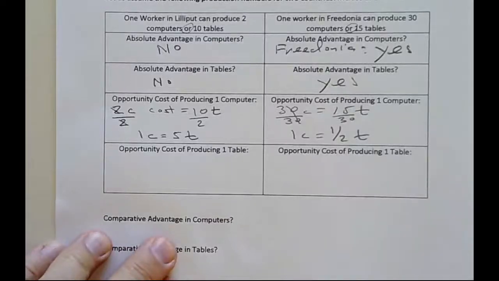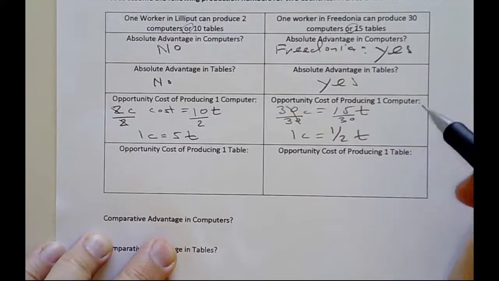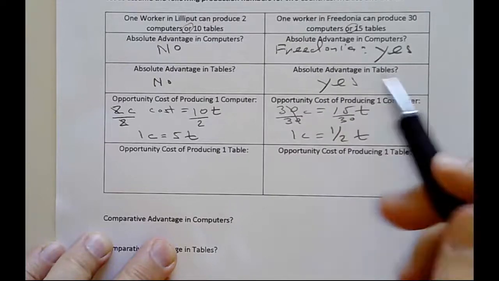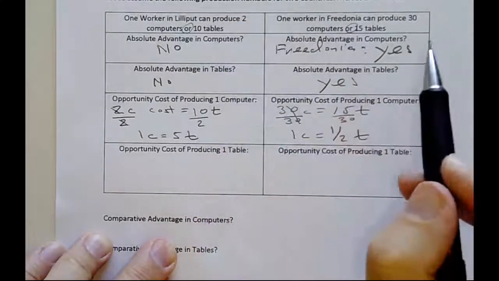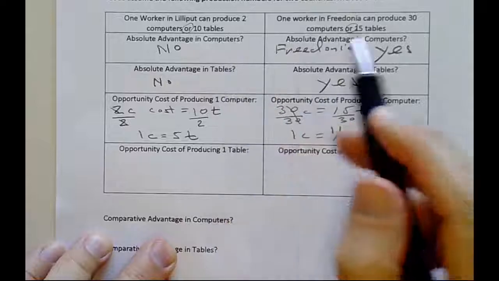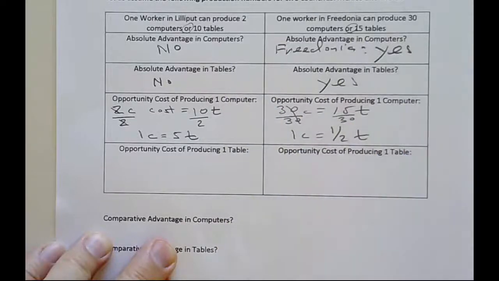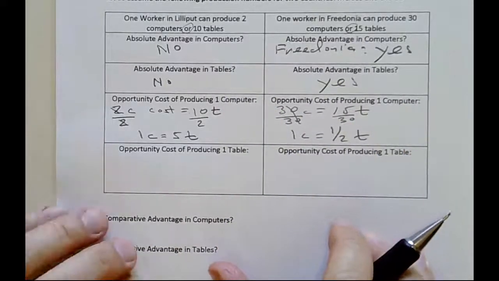Now, one thing about comparative advantage is that it's mathematically impossible to have the comparative advantage in both products. We can have the absolute advantage in both products, which I've just shown with Freedonia, but that's not the case with the comparative advantage. So I know for a fact right now that poor small Lilliput, who has no absolute advantage, does have a comparative advantage, and that will be in tables. And to show that, let's do the math.